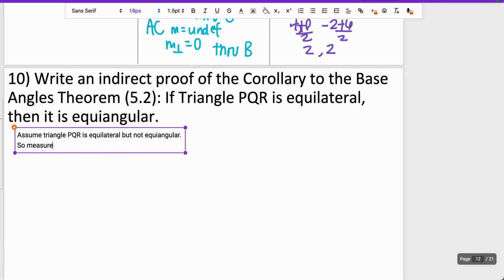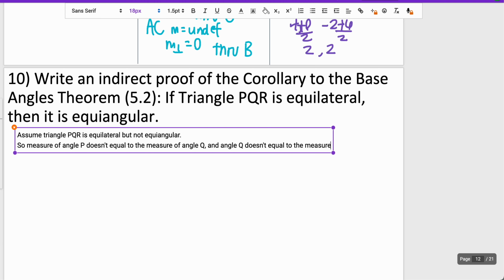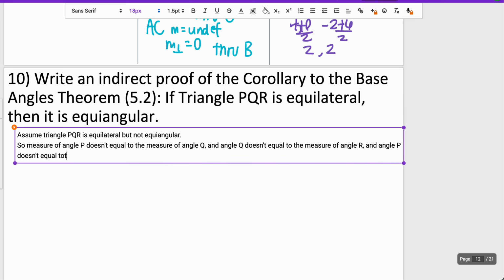So the measure of angle P doesn't equal the measure of angle Q, and angle Q doesn't equal the measure of angle R, and angle P doesn't equal the measure of angle R. So we just covered the basis that none of these angles are matching.